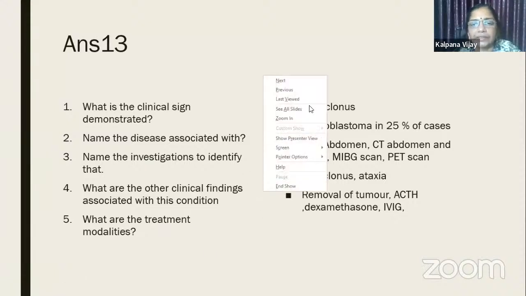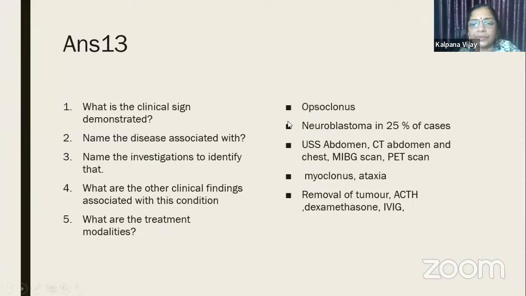So we have mentioned that. Neuroblastoma in 25%: USS abdomen, CT abdomen, MIBG, PET; myoclonus and ataxia; removal of tumor, ACTH, dexamethasone, IVIG, and rituximab.